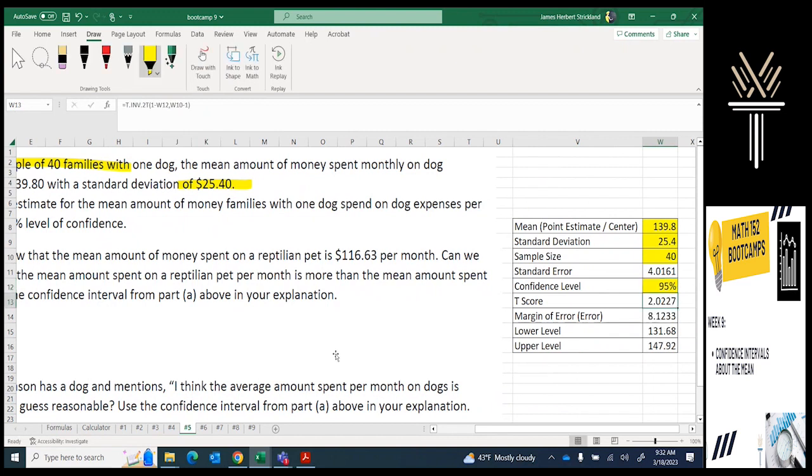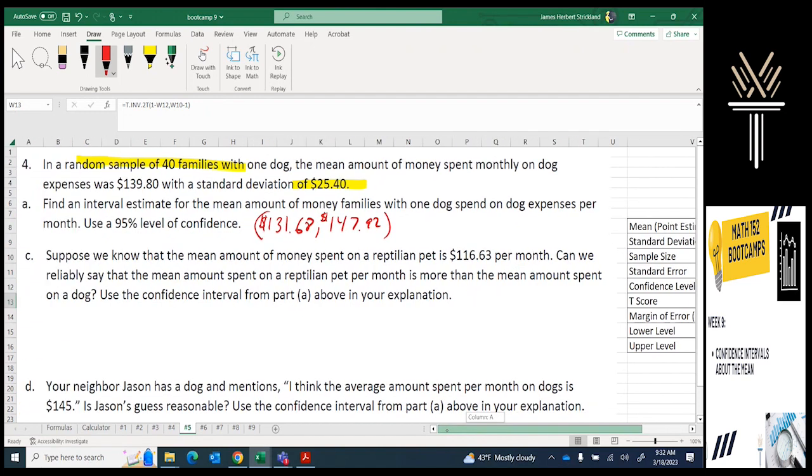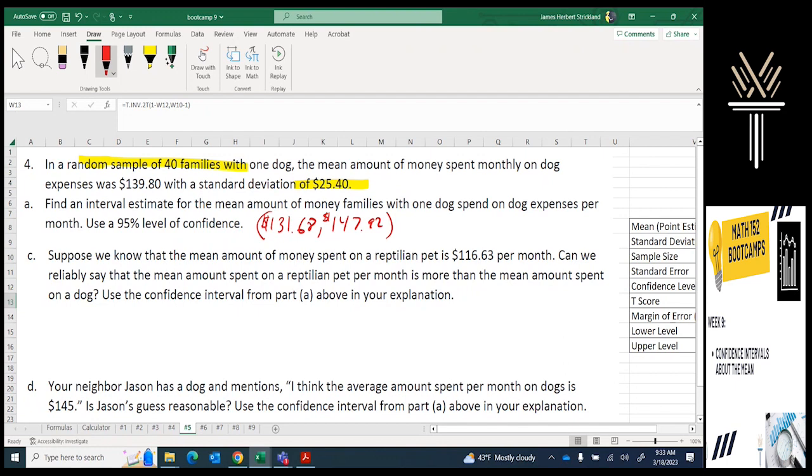And there we go. So we can say we have a confidence interval of 131.68 to 147.92. And of course, we're talking about money, so I'm going to add some dollar signs here. Don't lose the easy point. You're talking about objects, so make sure we describe it appropriately. And so we would say we're 95% confident the average amount of money families spend on one dog per month is between $131.68 and $147.92. And there we go.